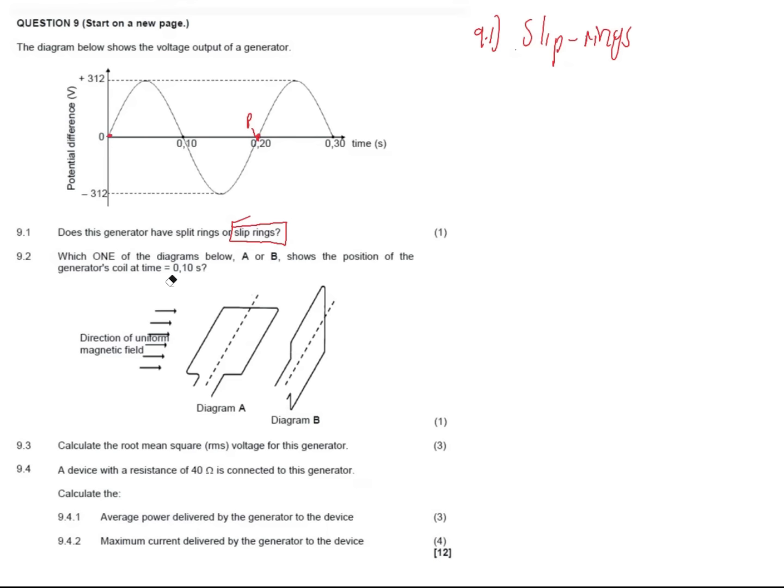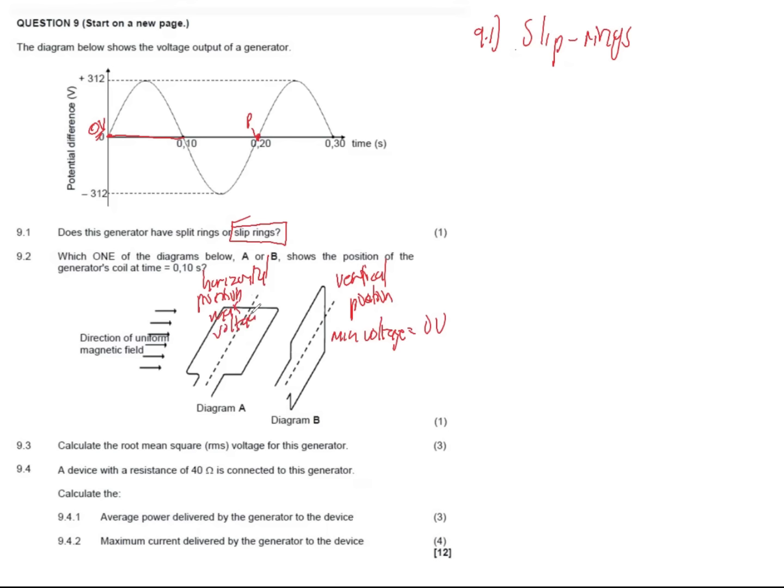Okay, then 9.2 says, which one of the diagrams below, A or B, shows the position of the generator's coil at time t equals 0.10 seconds, right? Now, we have already spoken about that: if ever the current or the voltage being dissipated there is 0 volts, then we know that our coil is in the vertical position. So in the vertical position, that's normally where we have the minimum voltage of 0 volts. And then at the horizontal position, that's where we have the maximum voltage.